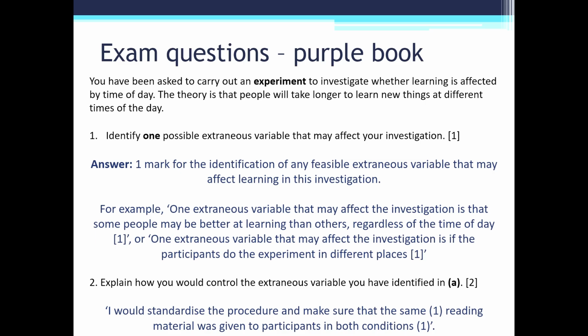So the easiest way is to say, I'm going to standardise the procedure, make sure everybody does it the same. I'm going to give them the same reading material that they're learning about in both conditions. You could have also said you might get participants to complete both conditions and compare against themselves at different times of day, and then that'll get rid of the participant variable of somebody just being particularly better than somebody else. So you could have mentioned any of those controls that we mentioned before.